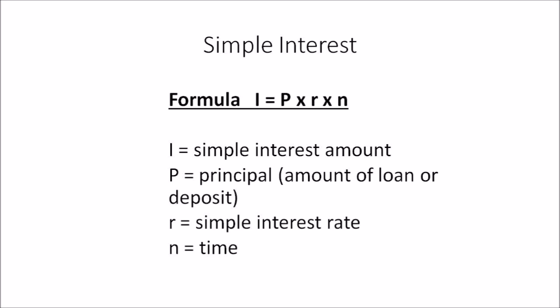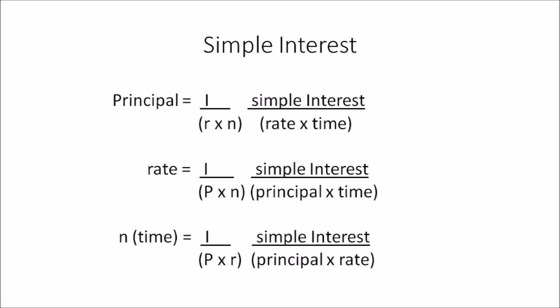So just to recap, the formula to calculate simple interest is I is equal to P times R times N, where I is the simple interest amount, P is equal to principal, R is equal to the simple interest rate given as per annum or per year unless specified otherwise, N is equal to the time. Now sometimes, as I discussed earlier, the simple interest might be given, but you have to calculate the principal or the rate or the time. In those cases you can use these formulas.